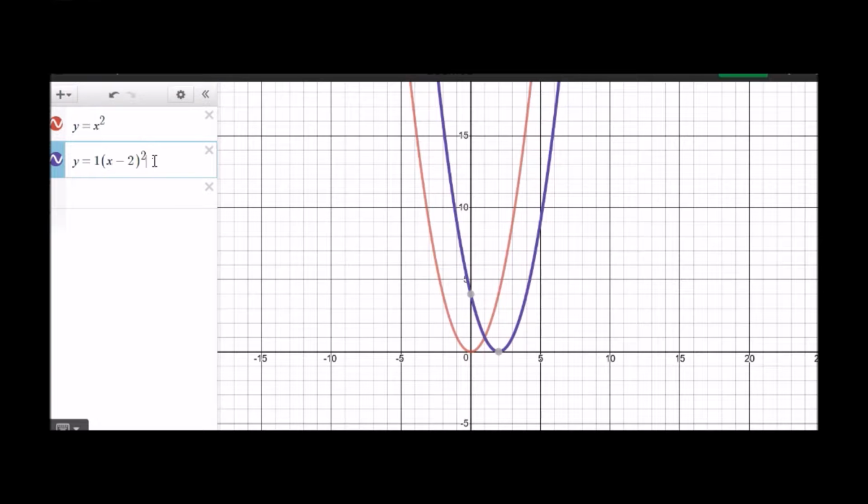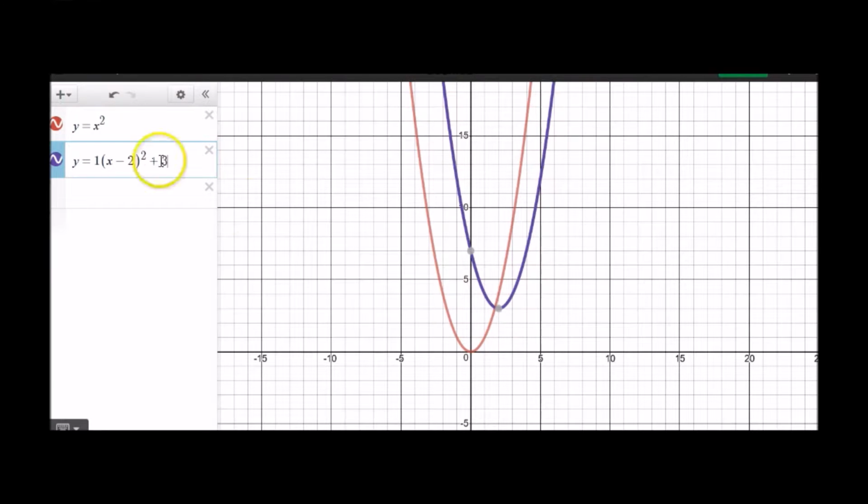And now I'm going to put plus 3. So it's actually shifted over to the right by 2, and then pushed up 1, 2, 3 units. So you can see that my vertex is (2, 3). So you can see why this is called vertex form.